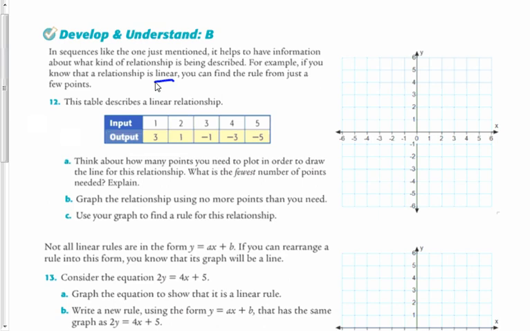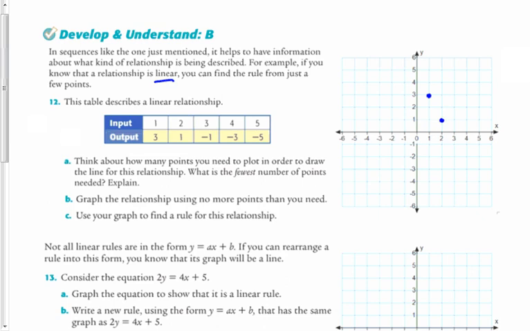And it says, think about how many points you need to plot in order to draw a line for this relationship. What is the fewest number of points needed? Explain. Well, I hope you're thinking that you really only need 2 of them because it's a linear relationship. The slope is constant. So let's say I plot (0, 13), that would be right here. And then I plot (1, 11), that would be right here.